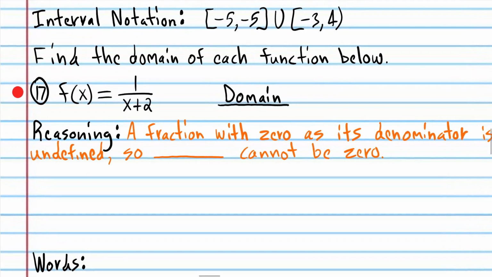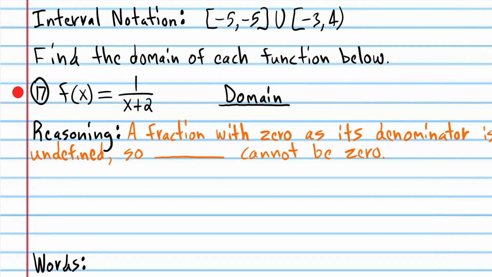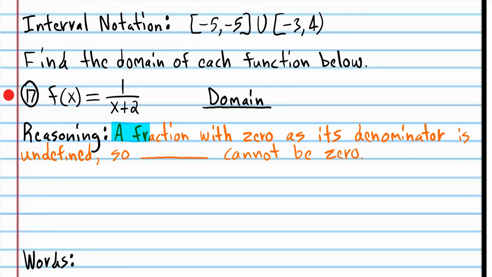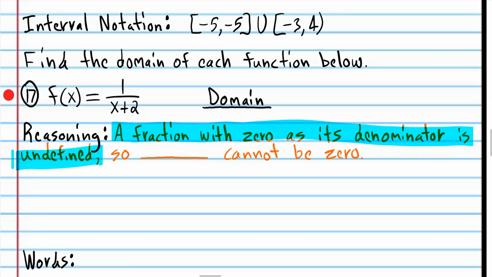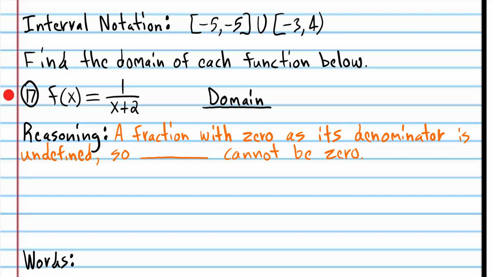Now remember, the domain of a function is all of the x values that you can plug into the function that will produce an output. So all of the inputs that you can plug in that will produce an output. But we know that a fraction with 0 as its denominator is undefined. So what that means is that x plus 2 cannot be 0.